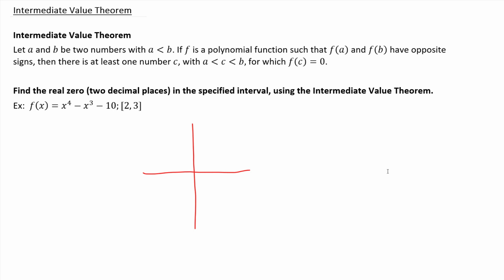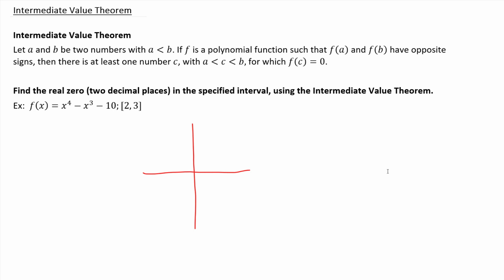It says let a and b be two numbers where a is less than b. So basically a is to the left of b on the number line. If f is a polynomial function such that f of a and f of b have opposite signs, then there's at least one number c, where c falls between a and b, for which f of c is 0. That's a lot of math symbols, and you might want to pause to process what that stated, but I'm also going to explain it.